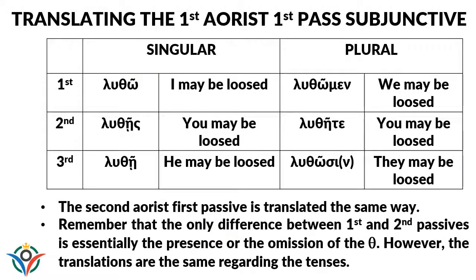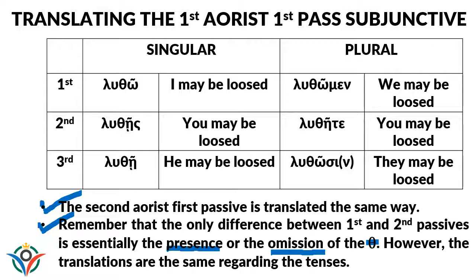And then lastly, let us look at how to translate the first aorist first passive subjunctive forms. Just two notes here very quickly before we go through them. The first one is that the second aorist, first passive, is translated the same way. And just remember that the only difference between the first and second passives is essentially the presence or the omission of the theta. However, the translations are the same regarding the tenses.